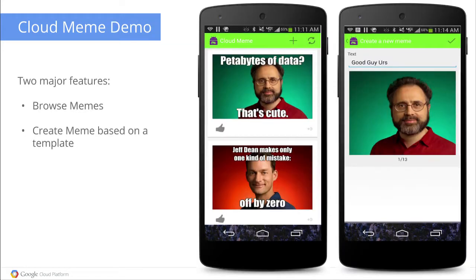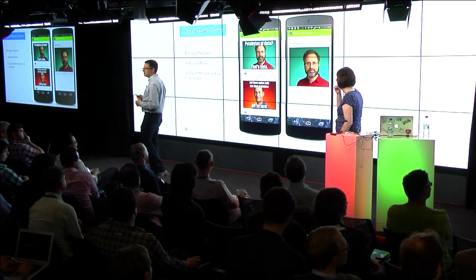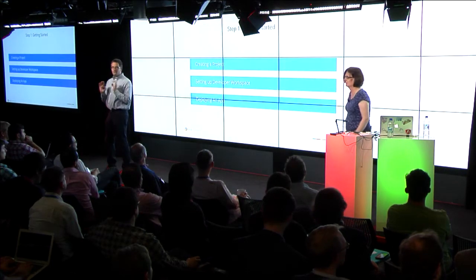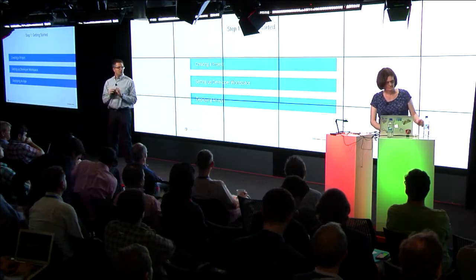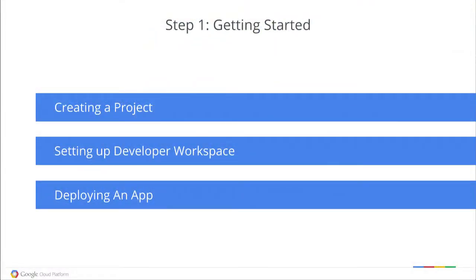So what we'll end up with is an app that looks something like this. Very simple Android app, lets you browse the set of memes that are already stored on the server, and then lets you go and post a new meme. Okay, so the very first step, as we mentioned earlier, Mandy cleaned her machine. She may have got the SDK installed already, but we're going to show you how to create a brand new project, set up her workstation, and deploy at least the skeleton of an app. So let's start with that.